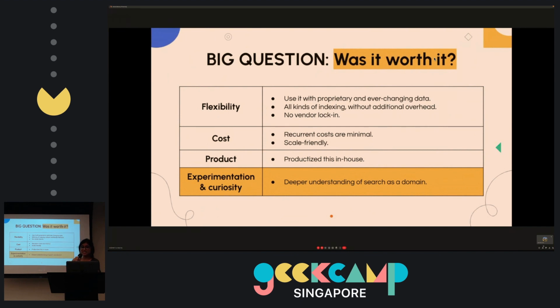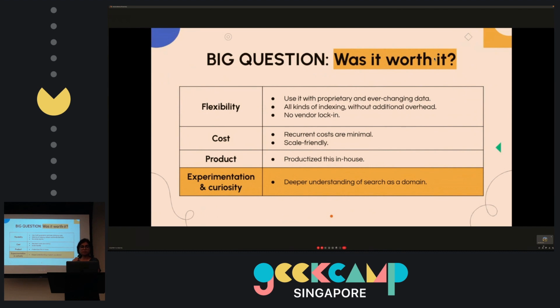Because in terms of flexibility, we can use it with all kinds of data, even proprietary ever-changing data. We don't have to bother about adding more indexes. We don't add any additional overload for it. We have no vendor lock-in. The costs are minimal. Our recurrent costs are in cents. We can scale down to 0 or it can scale up to a lot, and we'll only pay for what we use. We actually made this product in-house, so we are trying to launch it for developers. In case any of you are interested, please do get in touch with me.